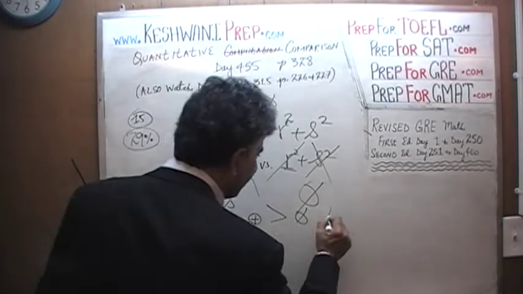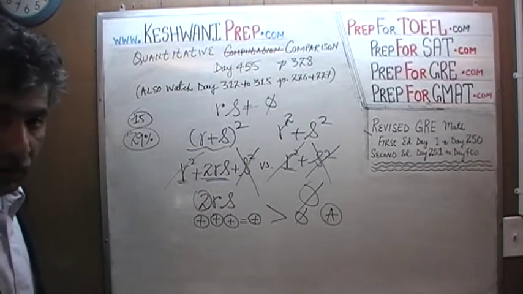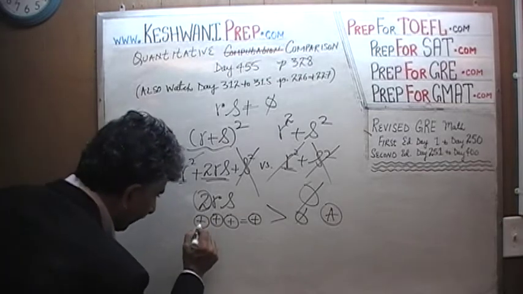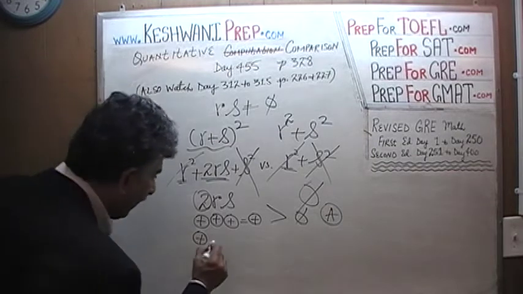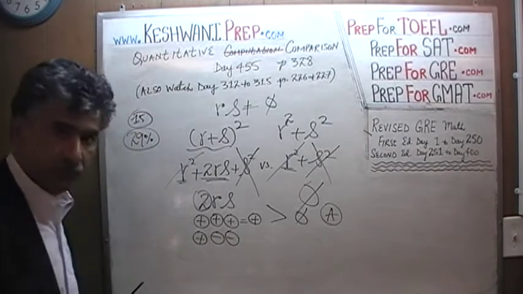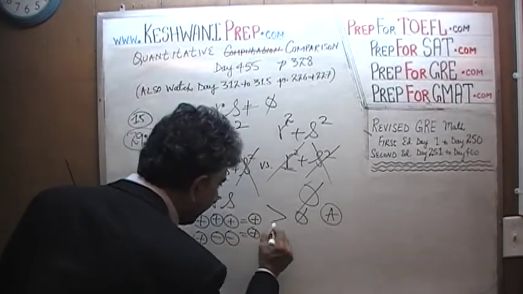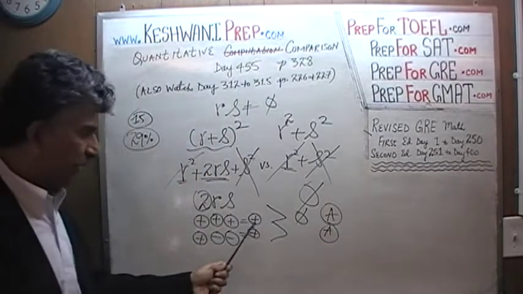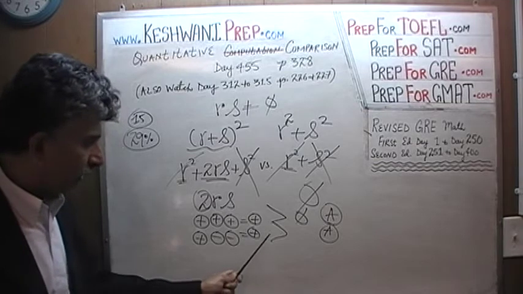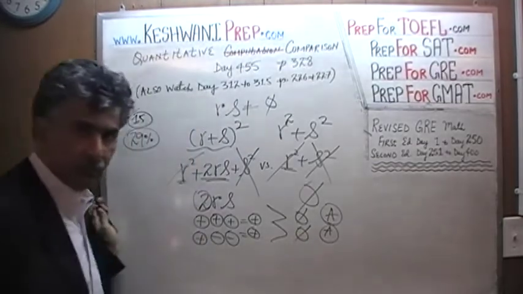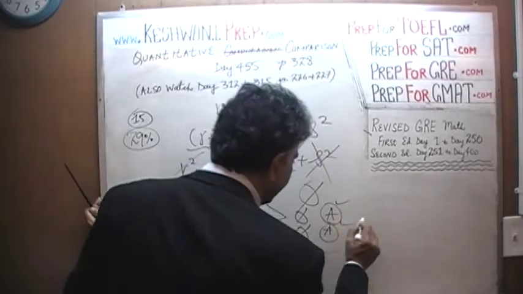So in this case, the answer is going to be A. Another possibility is that they are both negative. 2 is a positive quantity, and if R happens to be negative and S happens to be negative, again, negative times negative is positive, positive times positive is positive, this is going to be positive, and again the answer is going to be A. Because any positive quantity, doesn't matter what that is, a positive quantity will always be more than 0. So if they are of the same sign, the answer is going to be A.